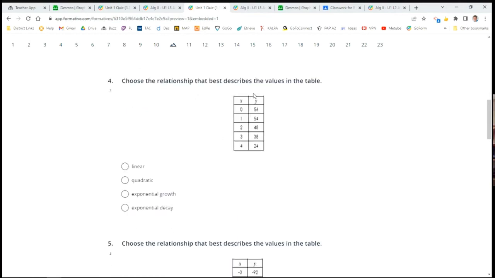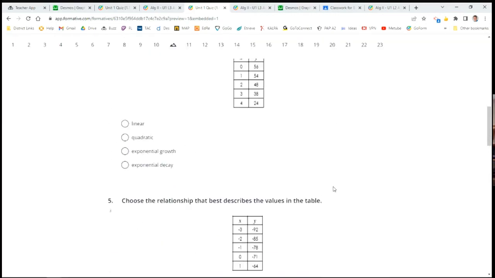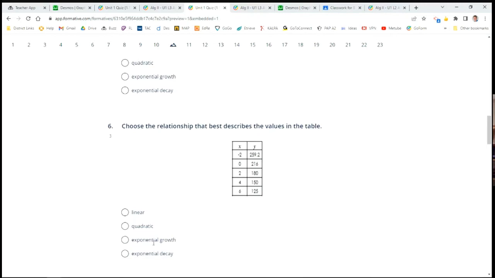Choose the relationship that best describes the values in the table. If you look at that and you can't tell whether it's linear or exponential, go to Desmos, put those in a table, and look at it. You can always go look at that. Graph those. That's why I give you that link to Desmos right there, so you have that available. Again, here's another table. Which one of these? Here's another table. Which one of these?